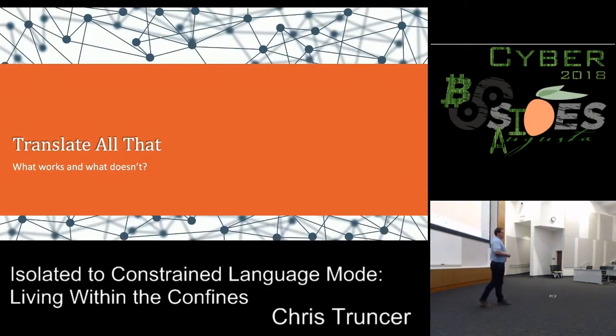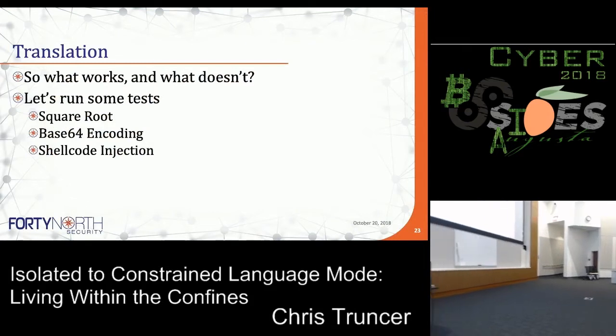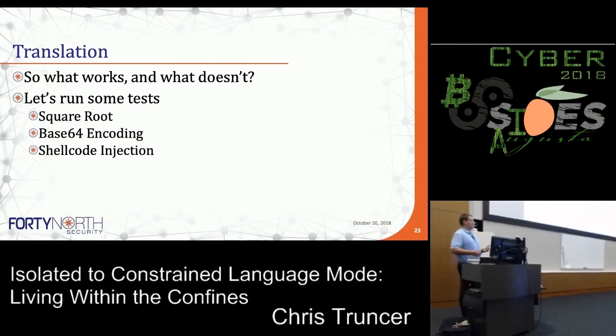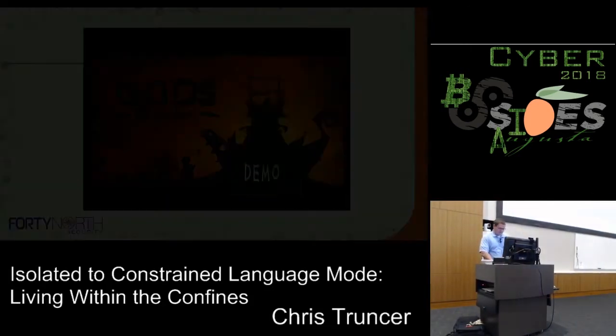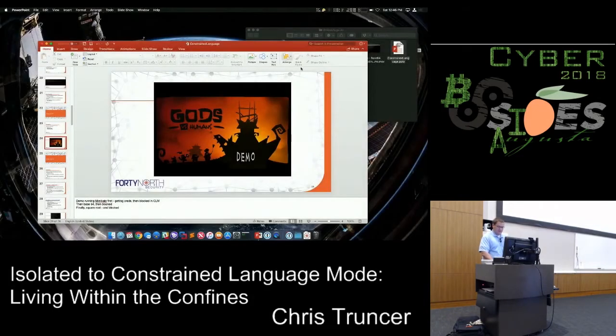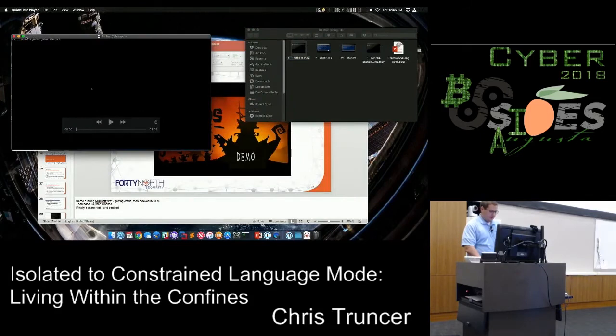All right, so let's translate all this. That was a lot of information thrown back at you. What works and what doesn't? So let's run some quick tests. Again, we saw square root, and we'll see it again. We'll look at base64 encoding, and then let's look at shellcode injection, what an attacker may try to do to compromise the system they're on, or the system they're trying to get a beacon or Meterpreter running on. Let me get this up.